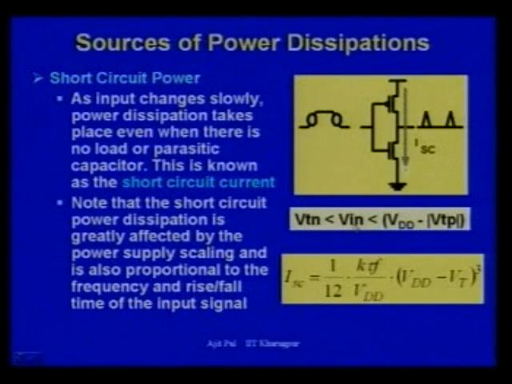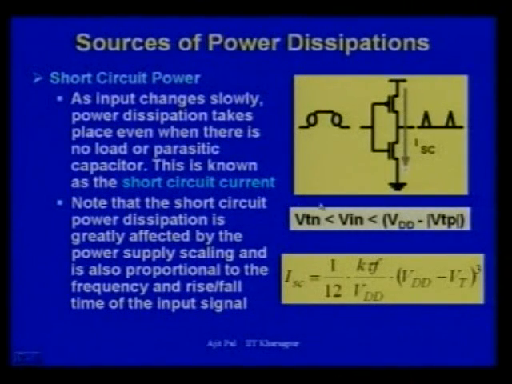So, what will happen in such a situation? The VDD will be connected through these two transistors to ground, as if VDD has been shorted to ground through these two transistors, and this is known as short circuit power dissipation. That means short circuit power dissipation takes place only when the input changes slowly and input is in this range, which is greater than VTN and less than VDD minus VTP.